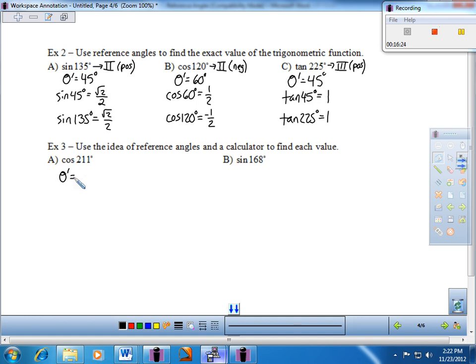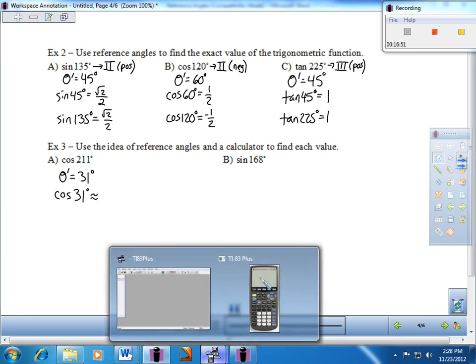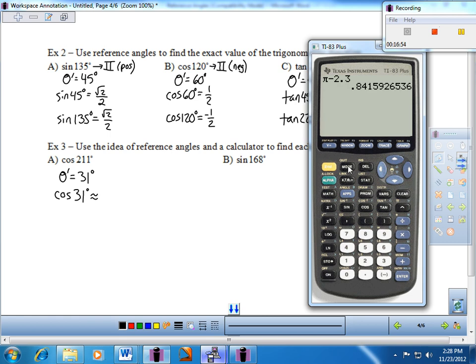So since it's in quadrant 3, you would take 211 minus 180. 211 minus 180 is 31 degrees. Now what I'm going to do is just kind of use the idea here. So cosine of 31 degrees is about, we don't have the exact value for this, but let's grab the calculator, and I'm going to make sure I'm in the right mode, and I'm not. So I'm going to go degree mode, and I'm going to type in cosine 31. And so to about 4 decimal places, I got about 0.8572.